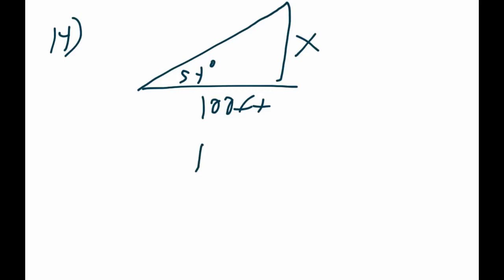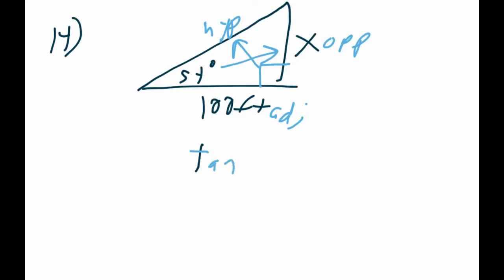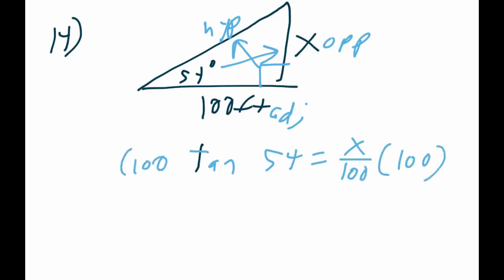Well, if we use the fact that this is the hypotenuse and this is the opposite and this is the adjacent down here, we wind up using the tangent. Tangent of 54 equals x over 100. So I can multiply both sides by 100. And we get 137.6 equals x. And that's how tall the flag is.